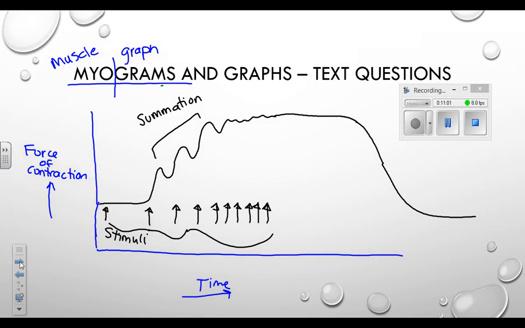Then you get this crazy little wiggly line at the top. This is called tetanus, this part at the top. You might have heard of tetanus before. You can get a shot for tetanus. And so the word tetanus refers to this idea up here of a prolonged maximum contraction.